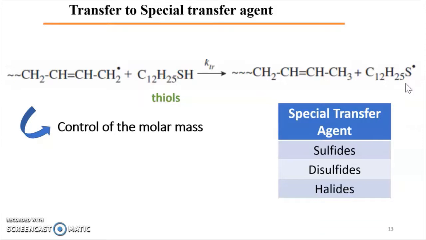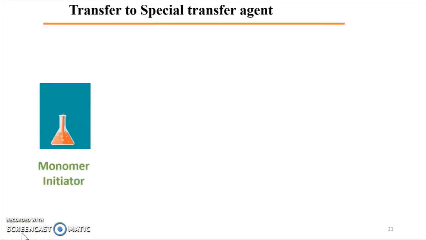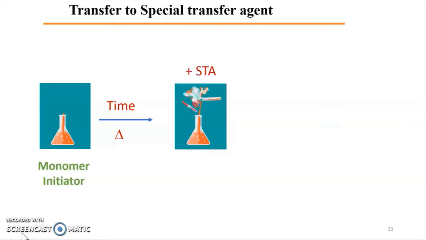We have also more than mercaptans. We have sulfides, disulfides, and halides, which could be used as special transfer agents. How it works experimentally: at the beginning, for example, we have our medium containing the monomer and the initiator. If we start polymerization for a specific time under heating, let's say 1 hour, and we know for 1 hour we will have a molar mass of around, let's say, 5,000 grams per mole. So at this moment, we add our special transfer agent.